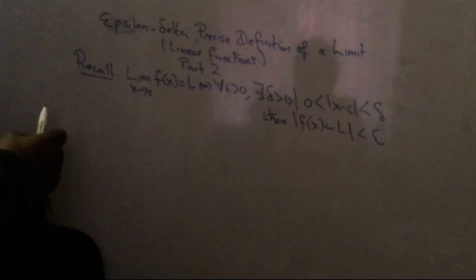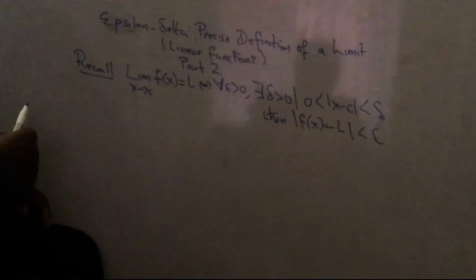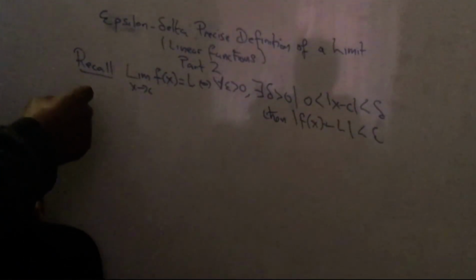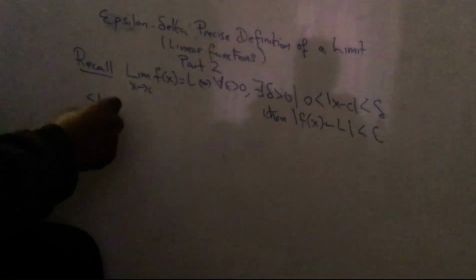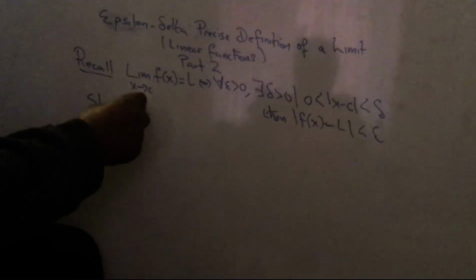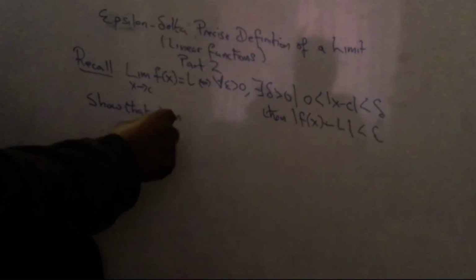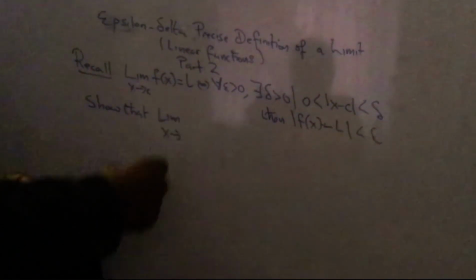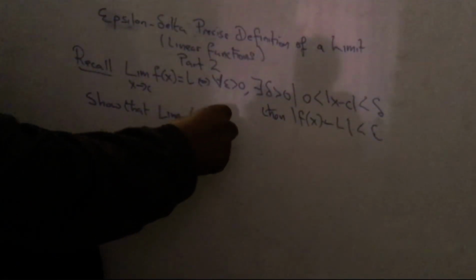Let's begin. Let's apply this definition to our second problem. Here it is. Show that the limit as x approaches 4 of 2x minus 7 is 1.